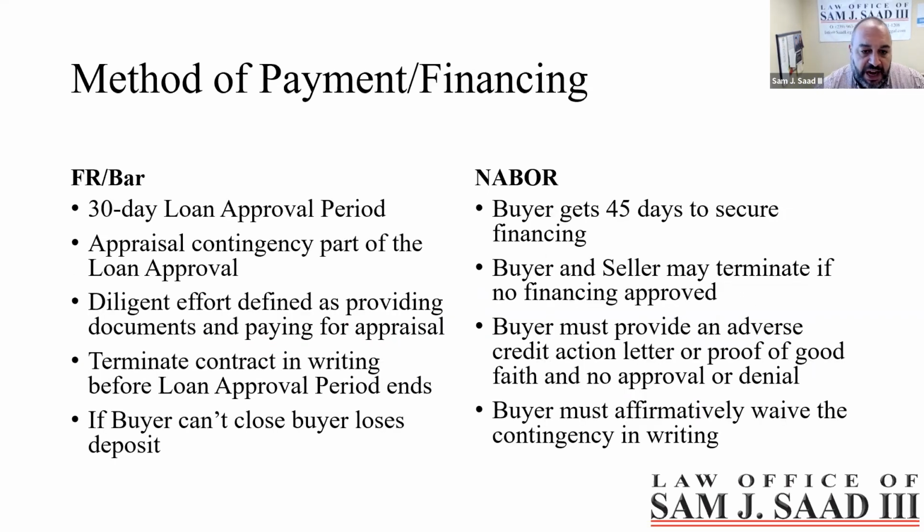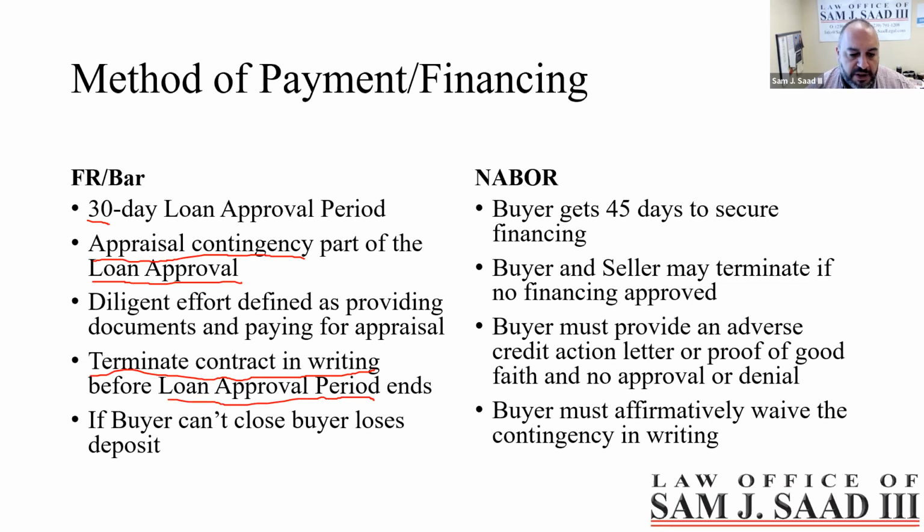So when you're getting financing, they're vastly different contracts, very different in the way they treat financing. And I'm going to go through this here in some detail. The first thing in the FAR-BAR contract, the default is a 30-day loan approval period. And they just changed this in FAR-BAR. The appraisal contingency is now a part of loan approval. There is no separate appraisal contingency in the FAR-BAR contract. And the buyer must terminate the contract in writing before the loan approval period ends.